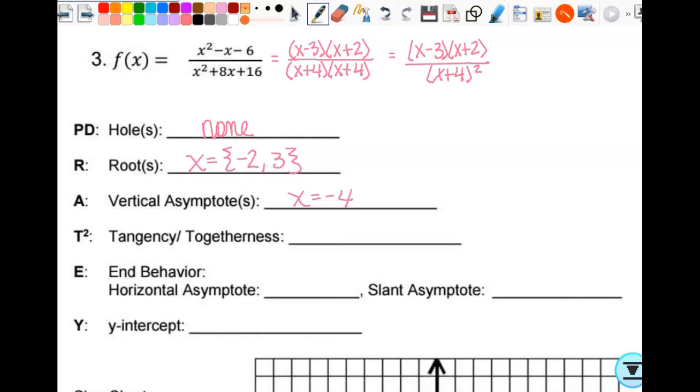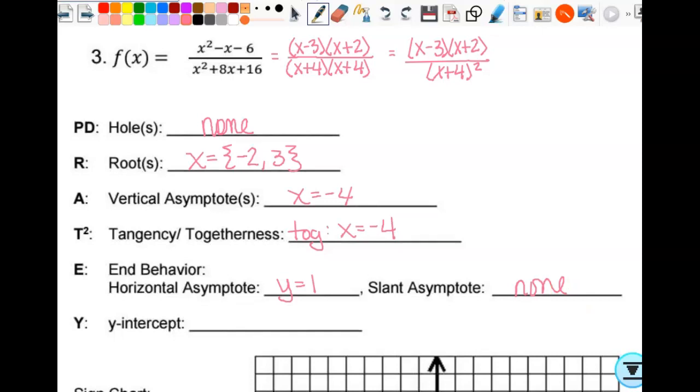So we have togetherness, and since it asks in the same question, we need to say what we have. We can just abbreviate it TOG for togetherness. And we have togetherness about an asymptote, so I just rewrite the vertical asymptote, x equals negative 4. Okay, we good so far? Okay. Do I have a horizontal asymptote? Yes, I do. It is at y equals what? 1.